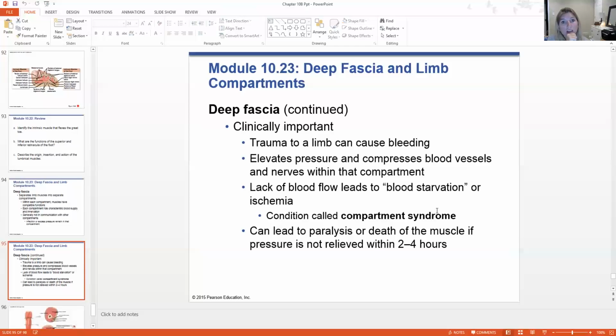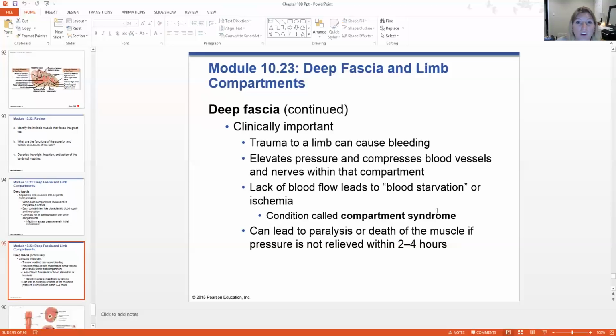Deep fascia can also lead to something called compartment syndrome. This is where you have such an elevated pressure within a compartment or within a compartmentalized area of muscle, maybe because the muscle has grown too fast, maybe the blood supply has increased too much, that it increases the pressure in that area drastically, so that the blood is actually constricted from that area. Blood starvation occurs or ischemia occurs. This can actually lead to paralysis if it's not relieved.